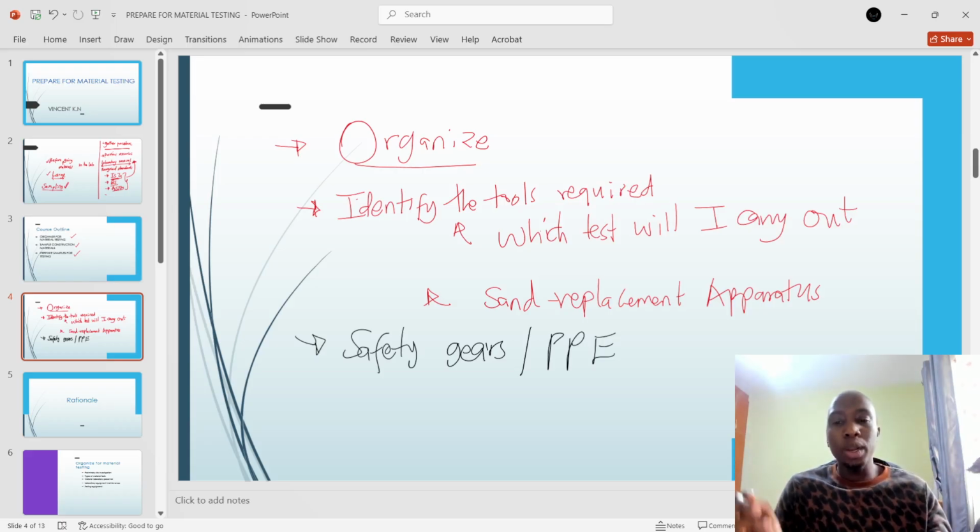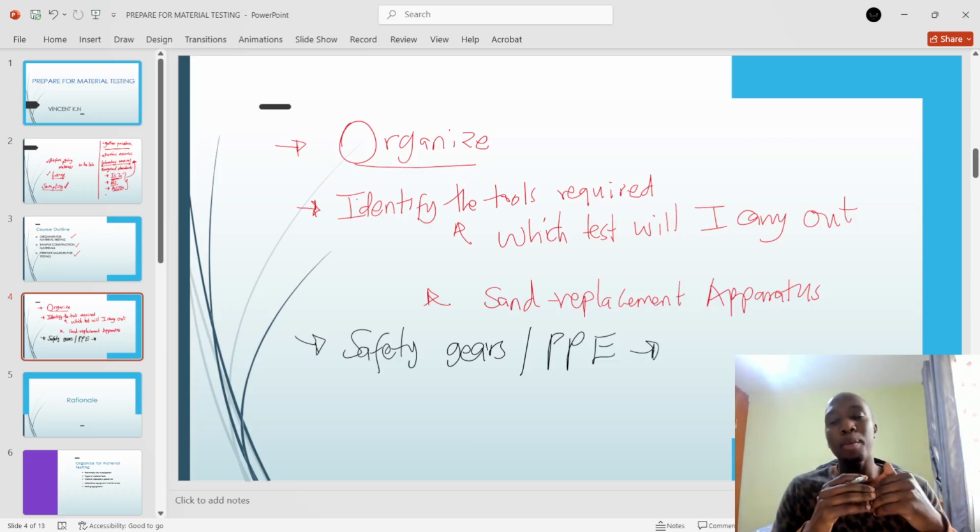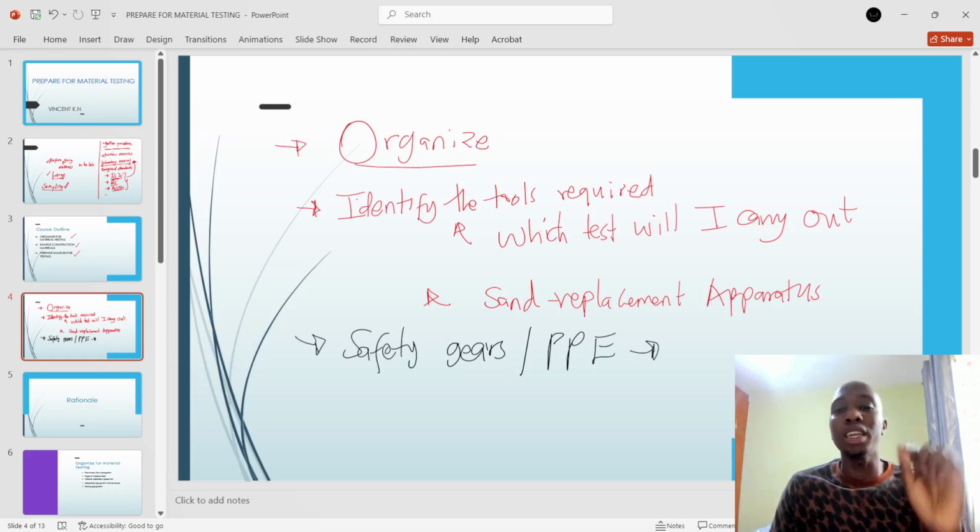There are places where you will need a helmet. There are places where you will not need a helmet. Maybe the area is damp. It means you will need gumboots or boots. So you will need to know. By the way, we need to carry these tools. We need to be on these safety gears for protection. So it's important before you go organizing. Part of the task is identifying the safety gears or personal protective equipments you will require.